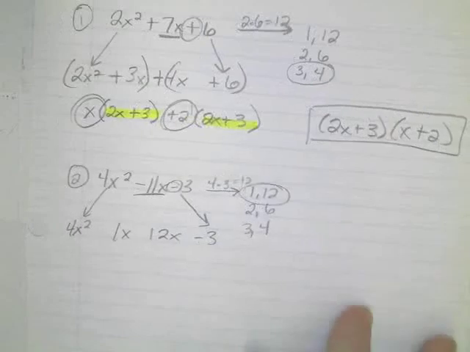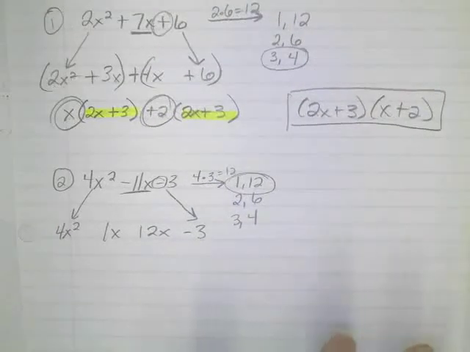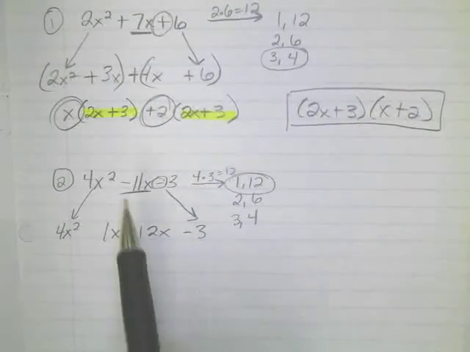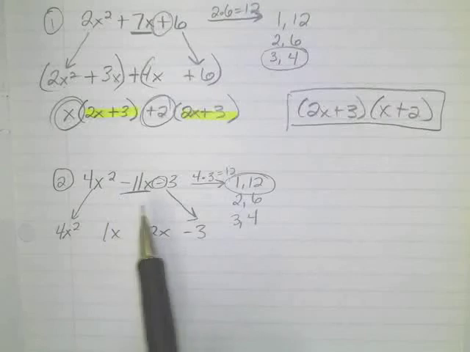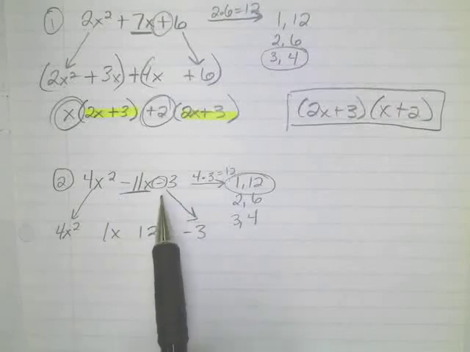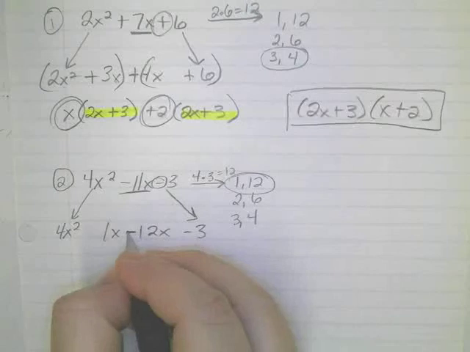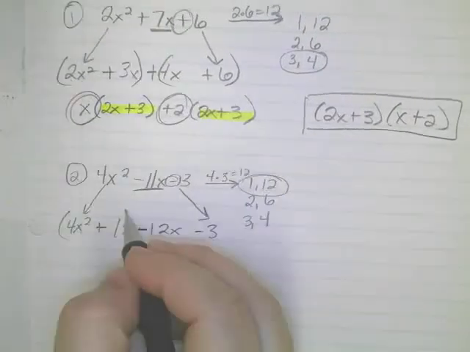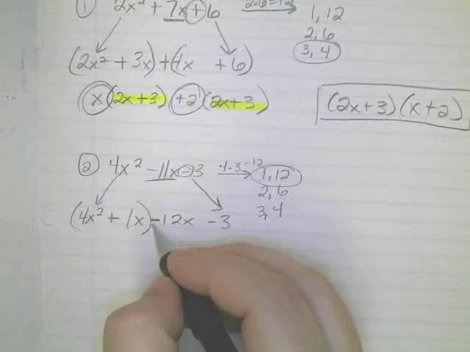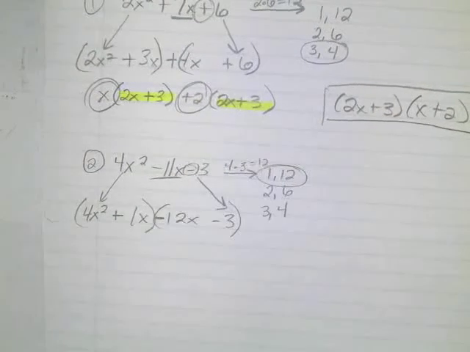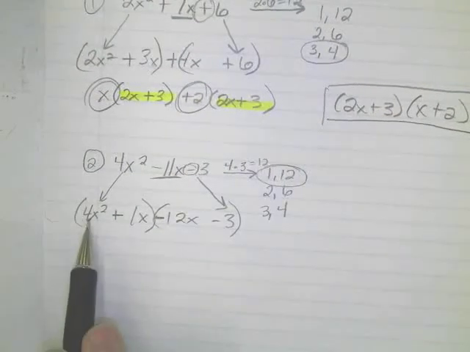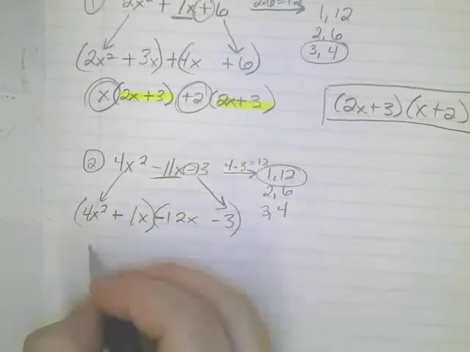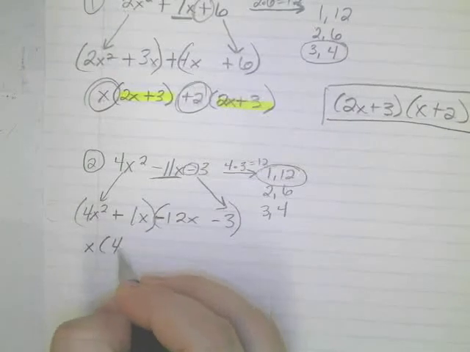So now I need to figure out what sign I have to get the negative 11. Well, since I'm subtracting, I know they have to be different signs. Since my middle sign is negative, that means my big number is negative. So I draw parentheses and draw parentheses. What goes into 4x squared and 1x is just an x. So if I take out an x, I'm left with 4x plus 1.